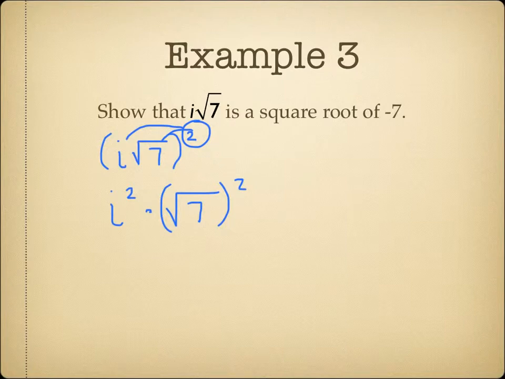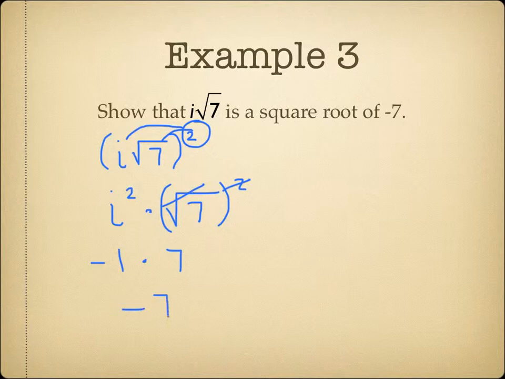What does i squared equal? -1. So i squared equals -1. What's the square root of 7 squared? Just 7. Yeah, square root and square cancel, so that becomes just a 7. And what's -1 times 7?